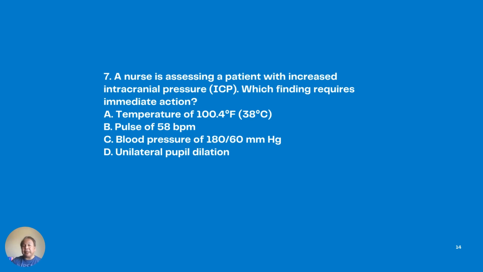Question number 7. A nurse is assessing a patient with increased intracranial pressure. Which findings require immediate action? Is it A, a temperature of 100.4? Is it B, a pulse of 58? So is it C, a blood pressure of 180 over 60? Or is it D, unilateral pupil dilation? So you have 10 seconds. Remember, increased ICP and the Cushing triad, right?